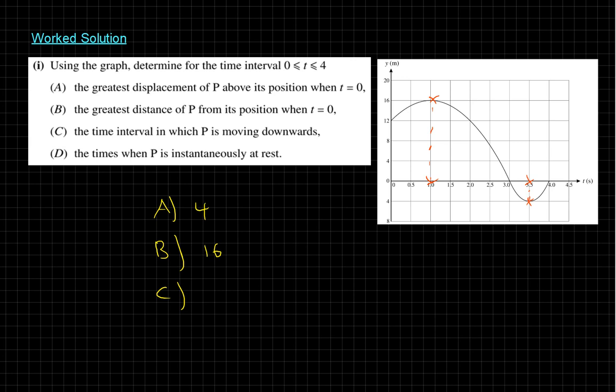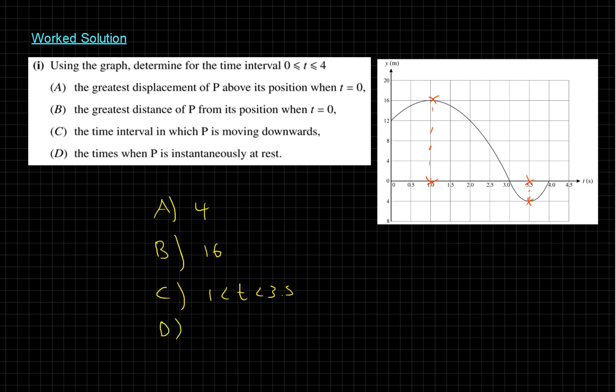So the way I would express that is to say t greater than 1, less than 3.5. Okay, and no equals sign under the inequalities, because when it's equal to 1, it's not moving downwards. In fact, it's instantaneously motionless or unchanging displacement, and likewise for 3.5. So don't do less than or equal to, it's just less than.